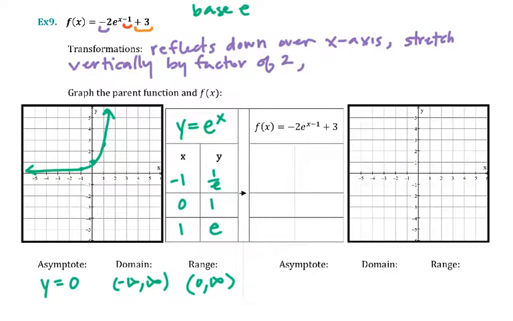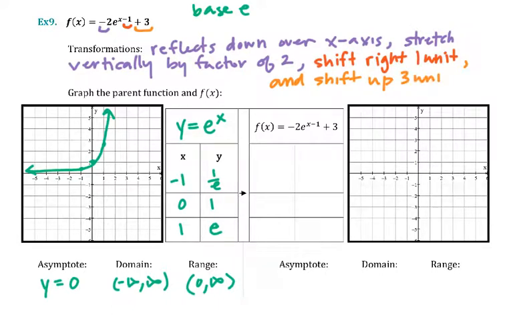e to the x minus 1. So that minus 1 is attached to x. Remember, when things are attached to x, they're always going to behave the opposite. So this is going to cause it to shift. We'd think negative would go left, but we're going to shift right 1 unit. And lastly, the plus 3, that's added on the outside. We're going to shift up 3 units.